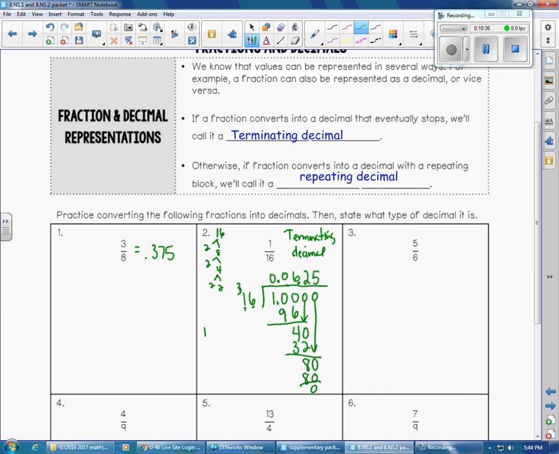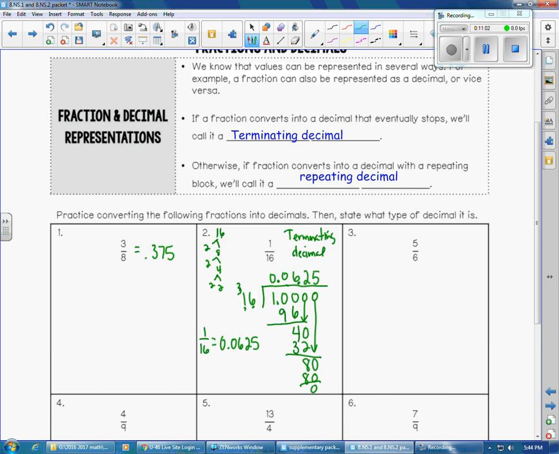So 1/16 is equal to 0.0625. Really small decimal. What I'd like you to do right now is take a look at number 3 and see if you can figure out if this is a repeating decimal or a terminating decimal, first of all. Is this going to be one that repeats on and on?